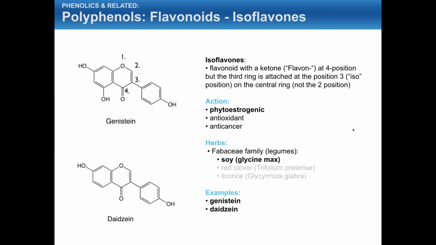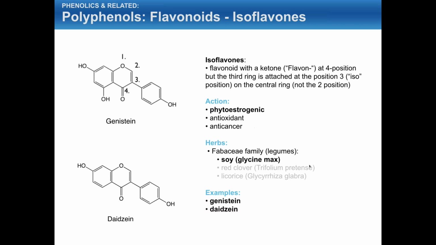So isoflavones, the main difference here is you've got that ketone group at the 4 position, but now instead of having the ring structure attached at the 2 position, it's at the 3 position. So genistein and daidzein are the two most common isoflavones in soy. Because they're polyphenols, they're going to have antioxidant effects, anti-cancer effects. In addition, they have a phytoestrogenic effect.